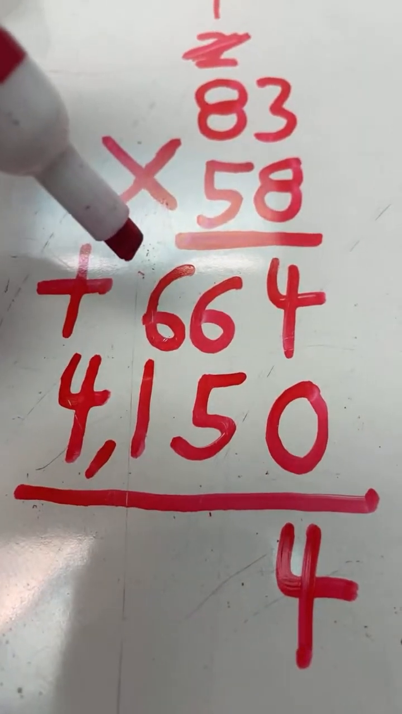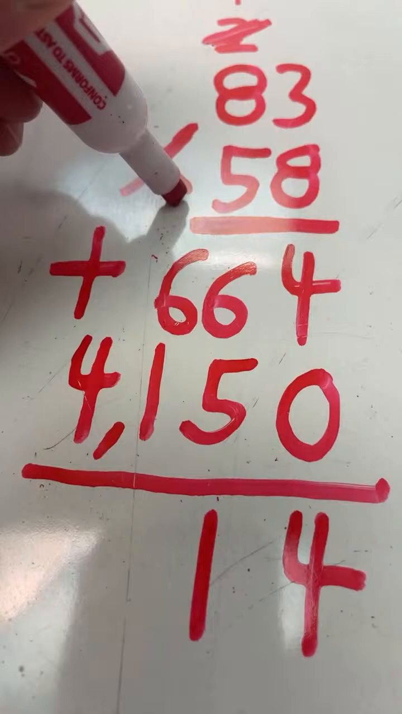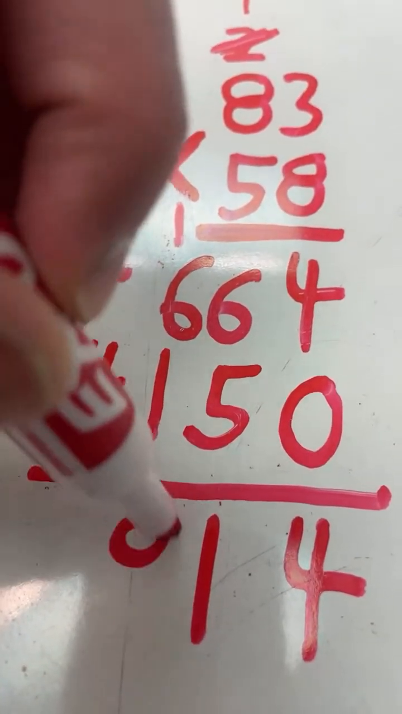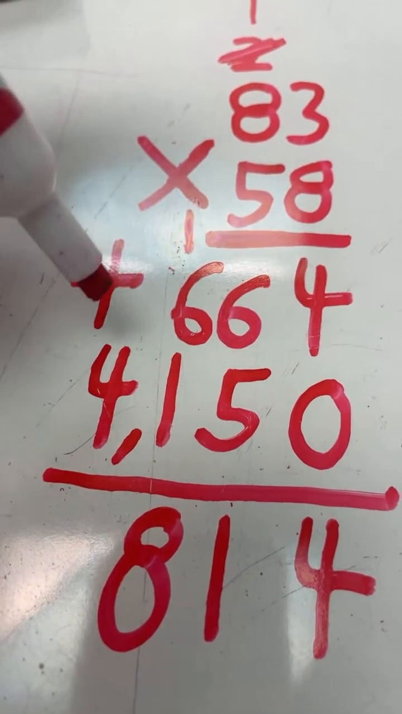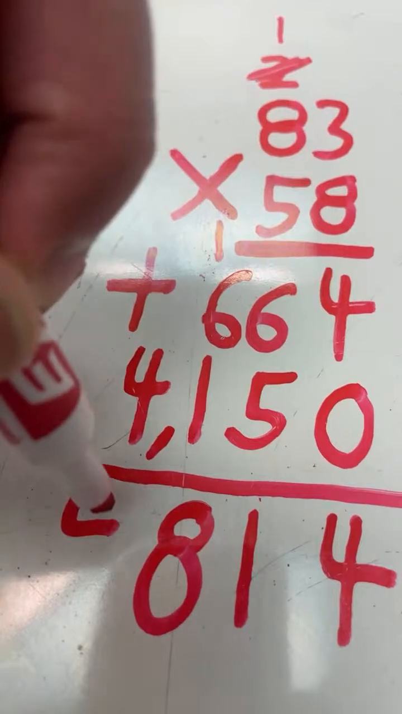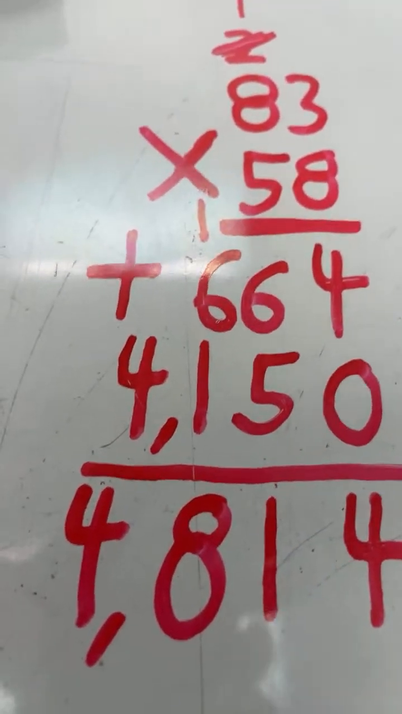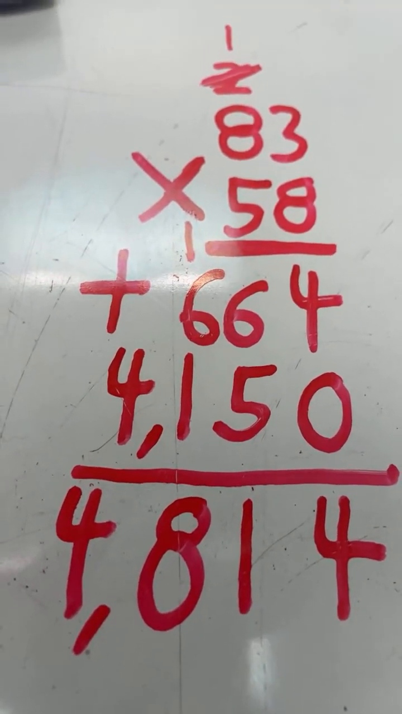4 plus 0 equals 4. 6 plus 5 equals 11. 1, carry the 1. 1 plus 6 plus 1 equals 8. 0 plus 4 equals 4. And we have our final answer. 83 times 58 equals 4,814.